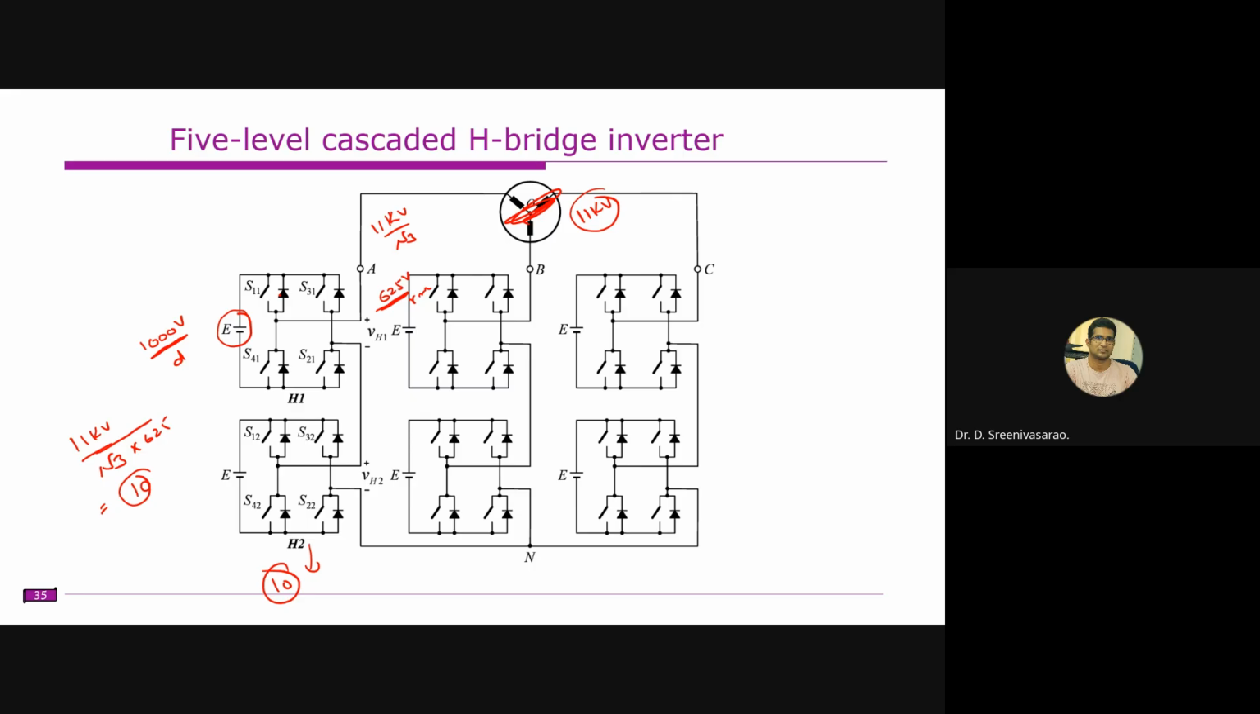If you feel that 10 is a small number, you may increase it to 20. If you are increasing to 20, this 625 will become 312, and this DC link will become 500 volts only. So now you have 20 H bridges in cascade per phase. This is how it will be scalable to any voltage level.